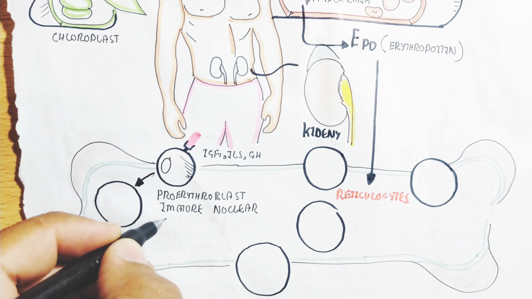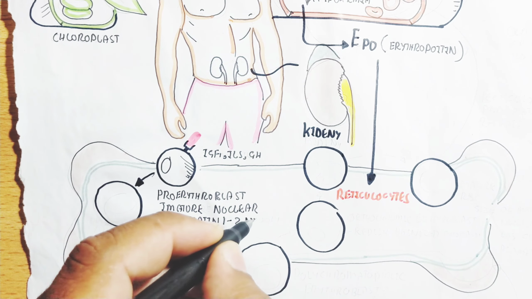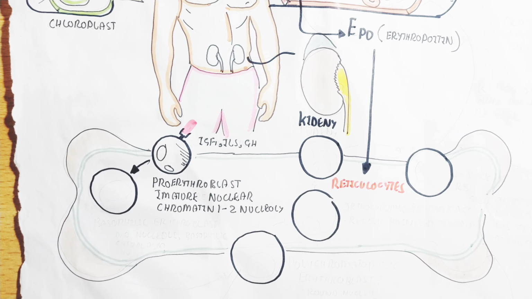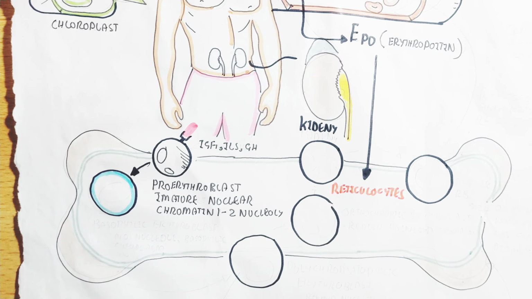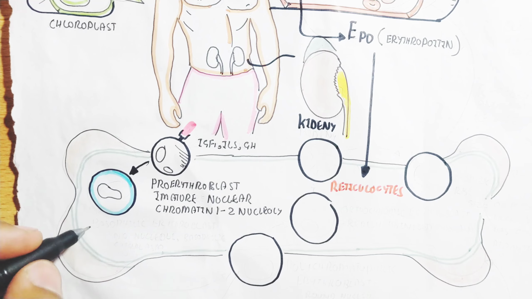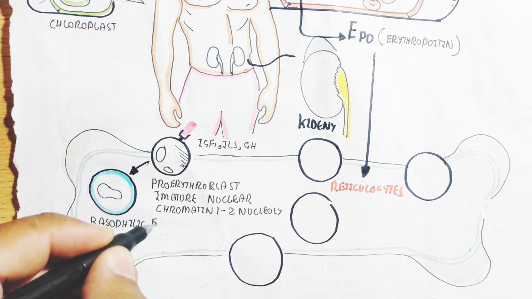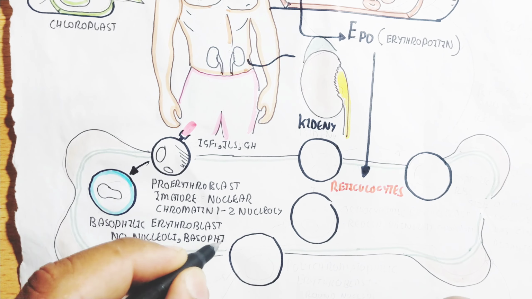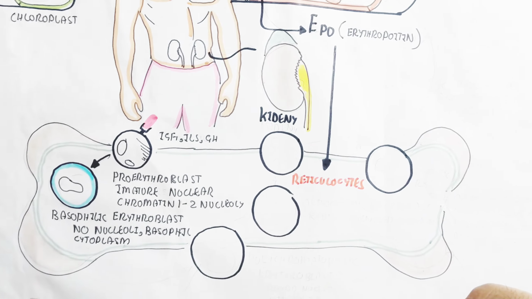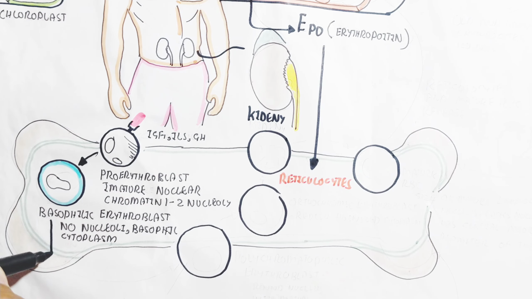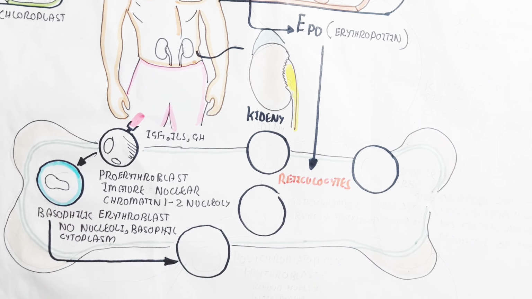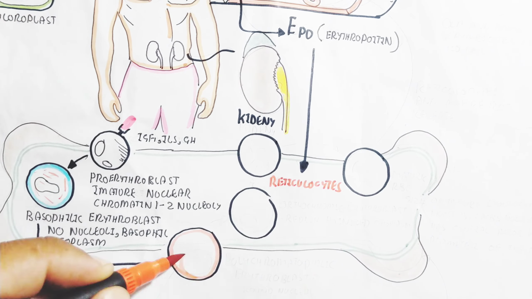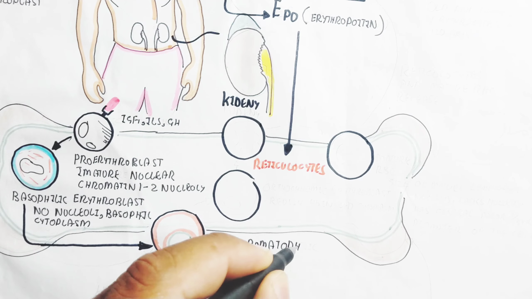The proerythroblast is an immature cell with nuclear chromatin and one or two nucleoli, containing the IGF receptor and the growth receptor. When it receives this signal and other signals triggered by ligand activation, it produces the basophilic erythroblast, which has no nucleoli and a basophilic cytoplasm. This is the progression in the formation of the reticulocyte.